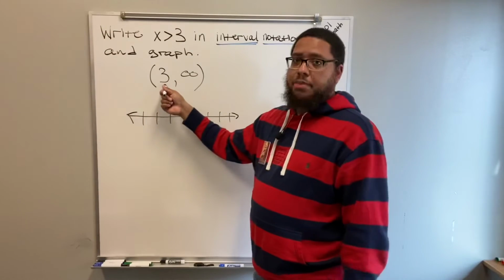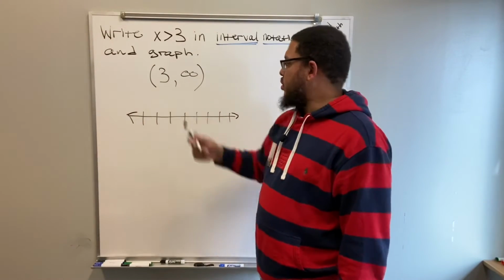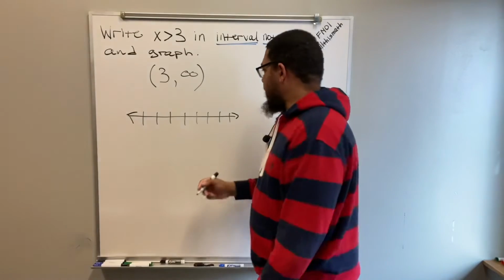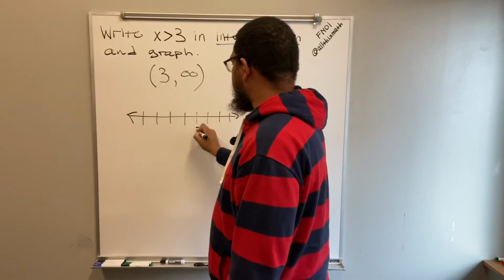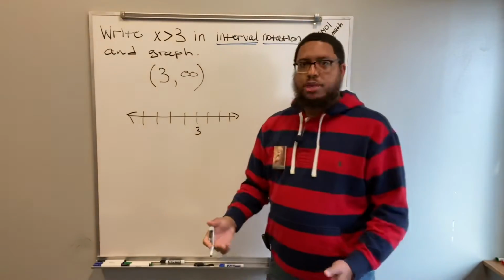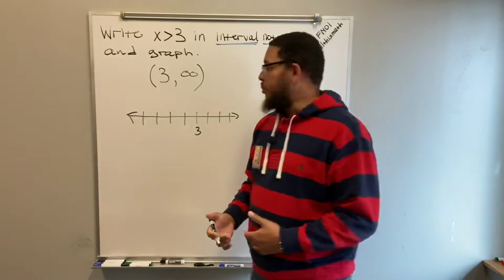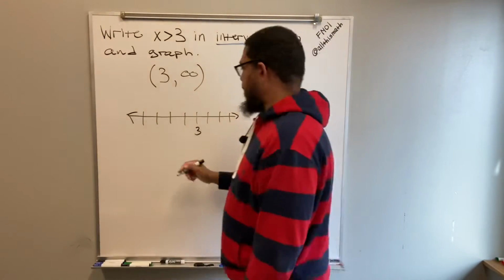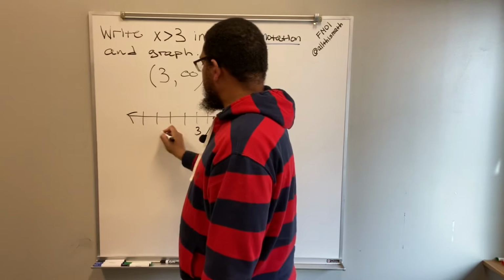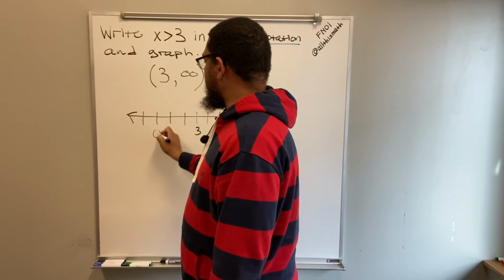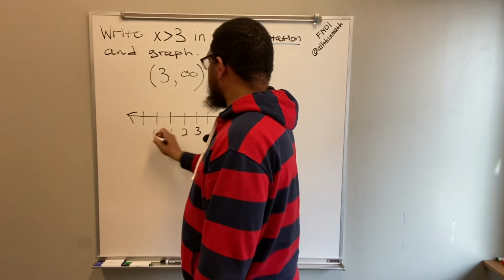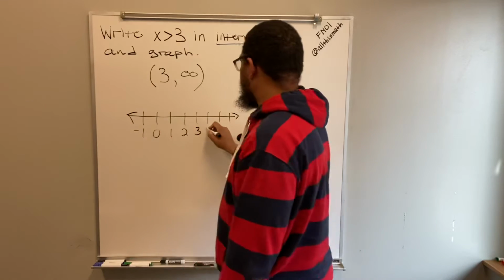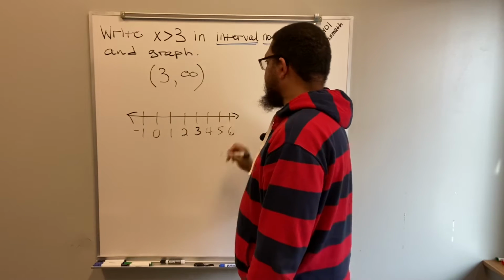You definitely want to have your boundary point on the number line. So my boundary point is 3, so I might put a 3 right here. And I like to also have 0 on my number line. Numbers get bigger as you go to the right. So this is 2, this is 1, this is 0. So we got 0, 1, 2, -1, 4, 5, and 6.